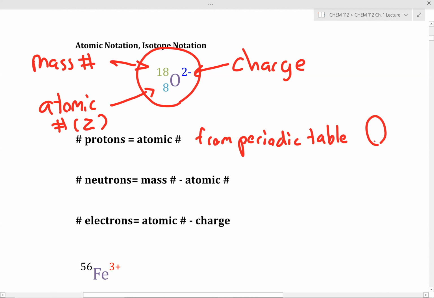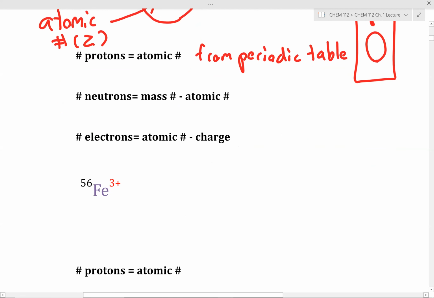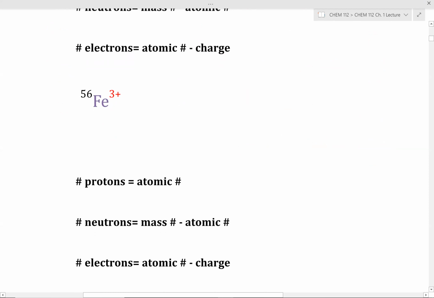So in this case, you'd look up oxygen, you'd find the atomic number above the oxygen symbol, and you'd see it has an atomic number of 8, so it has 8 protons. Does that make sense? Okay, so let's take this idea and try to apply it to a new system.